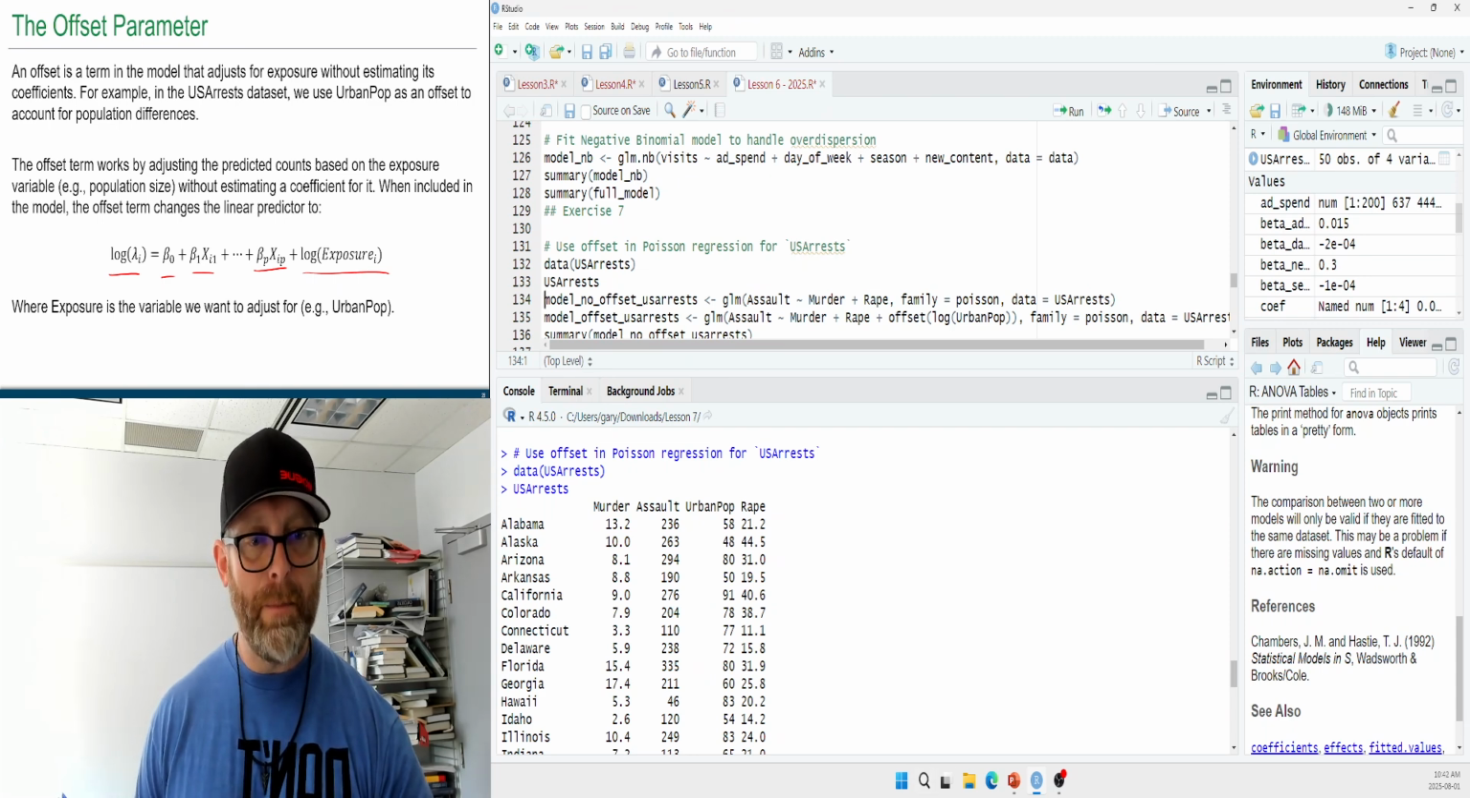Why do I keep losing my mouse? Here we go. Too many monitors.